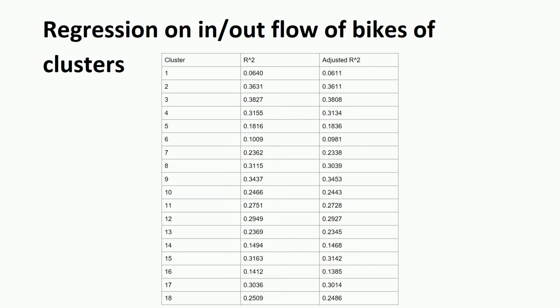Here is the result of regression on inflow or outflow of bikes of clusters. As we can see, most of the R-square and adjusted R-square are larger than in the individual station regression, which means after clustering, the performance of the regression model is better than individual regression. But in general, since the R-square and adjusted R-square are still relatively low, we should use other methods.